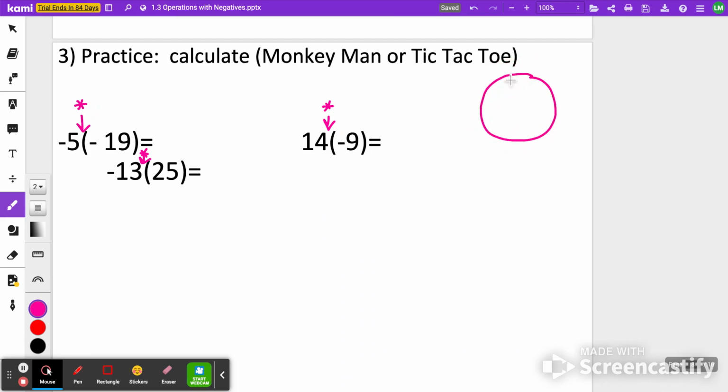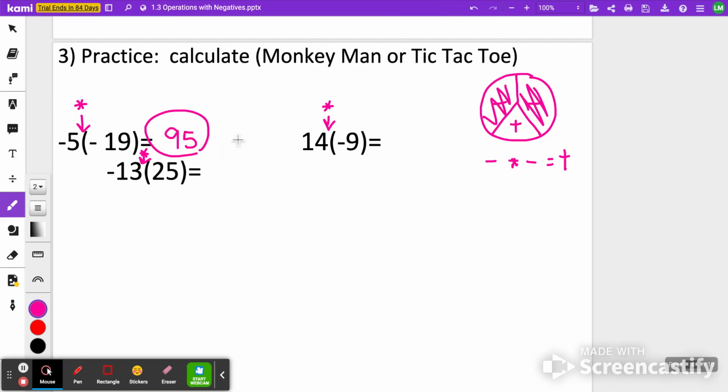Just a refresher about tic-tac-toe, Monkey Man. We'll do Monkey Man first. Monkey Man, we have eyes as negatives, a positive as a mouth. For this first one, I have a negative times a negative. That means I can cover up the negative, cover up the other negative, and all that's left is a positive. Okay, so I would just do negative 5 times negative 19 will be a positive 95.